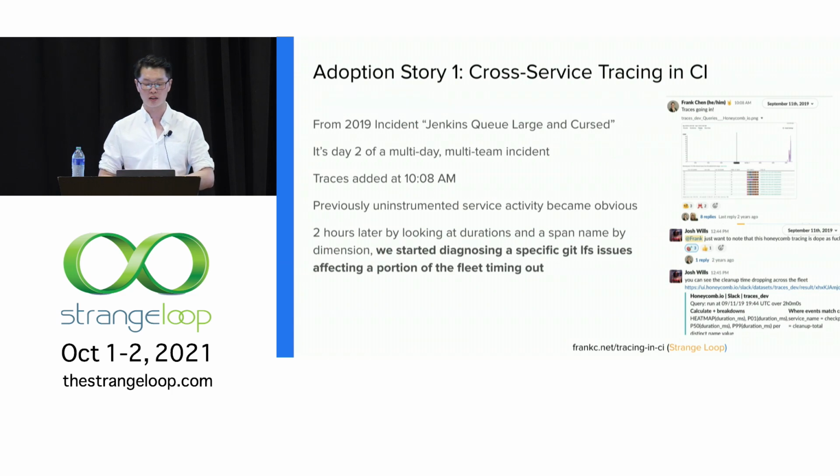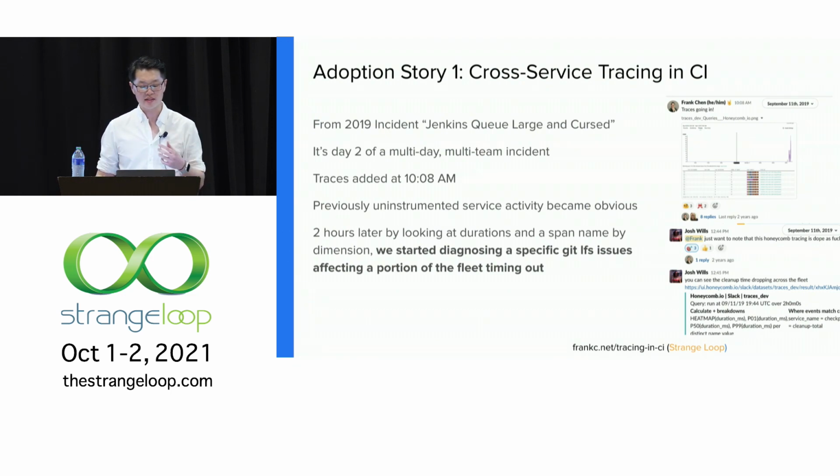Very quickly, with Honeycomb's bubble-up functionality, it became very clear where the problems were coming from. Git LFS issues popped up on a third of the QA environment fleet, and this was slowing down the entire system. The discovery was a simple query, not a tracing platform feature, on what doesn't look like everything else. And within 2 hours, CI pipelines were flowing again, and engineers could do their work.